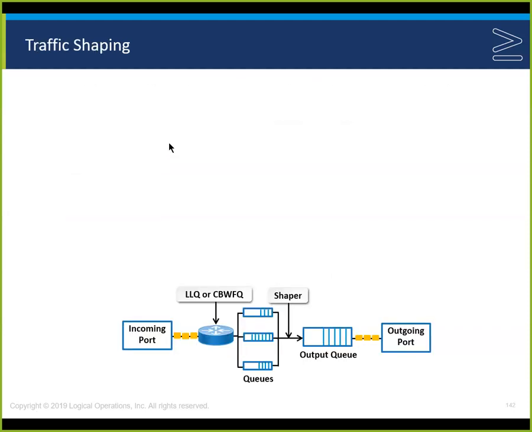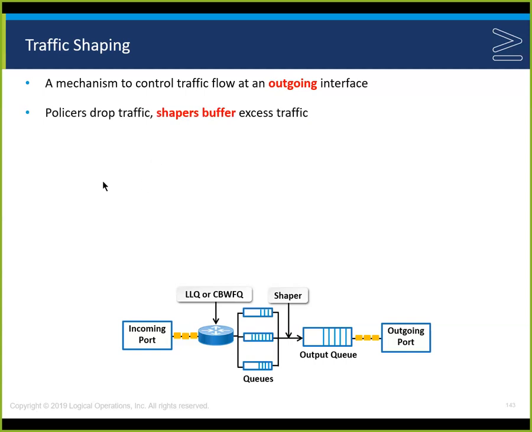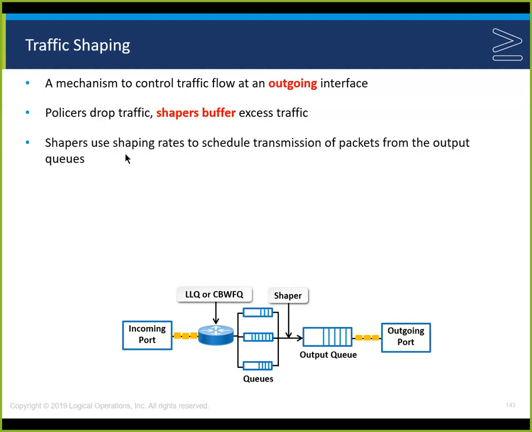The traffic shapers, on the other hand, are at the outgoing interface. The traffic shaper can buffer the information. It can delay what's going on. Policers drop traffic, shapers buffer excess traffic. Okay for data, not so good for voice and video. That would be when you're watching your Netflix movie and you get stops and starts on the movie itself.